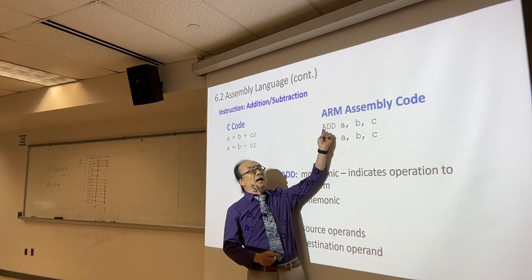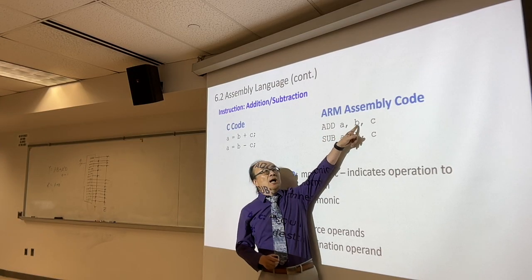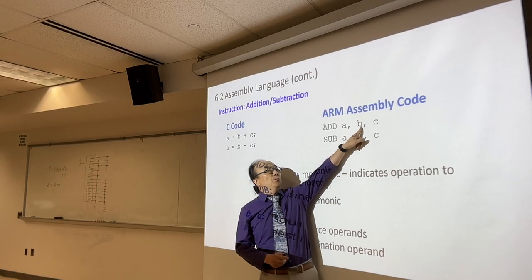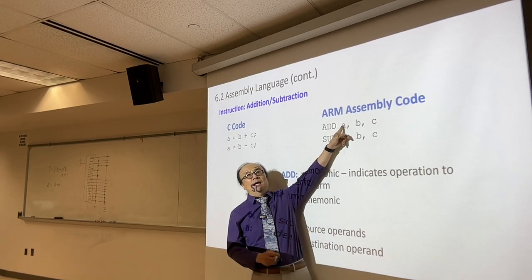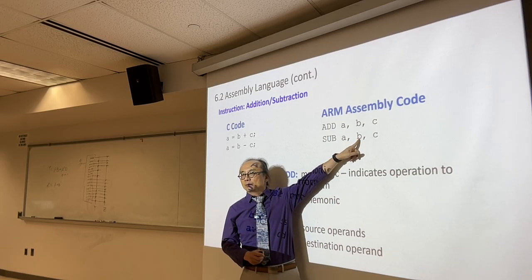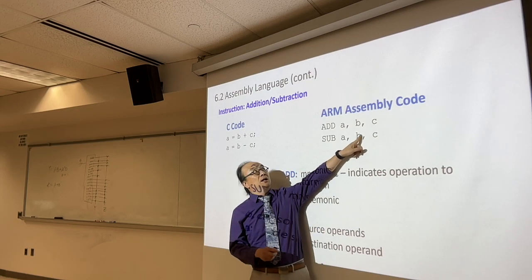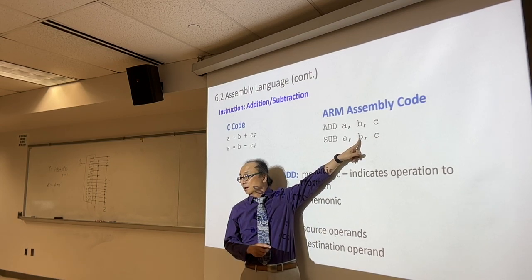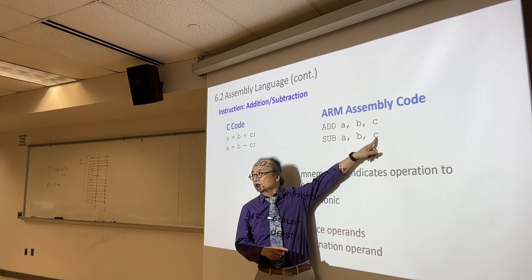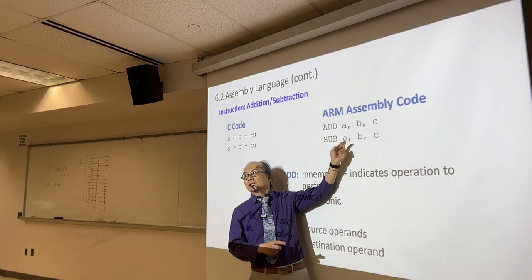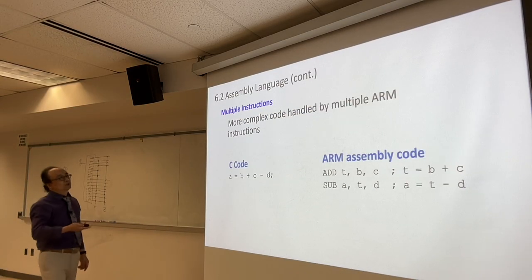We need to do add. What do we need to add? The content of register B plus the content of register C, and the result we put into A. For subtract, it's the content of register B minus the content of register C. Actually, it's the content of register B plus the 2's complement of the content of register C, and we put it in here. So A is our destination. That's the first design principle.